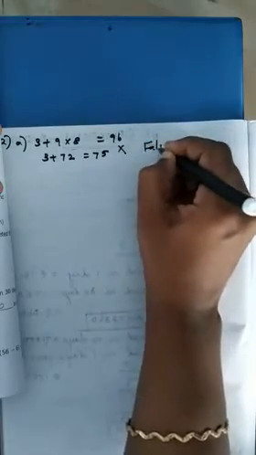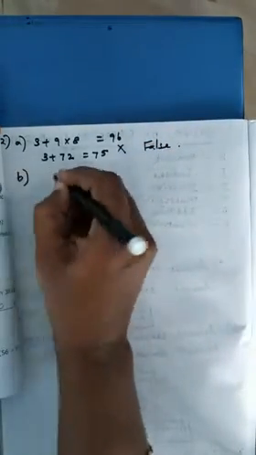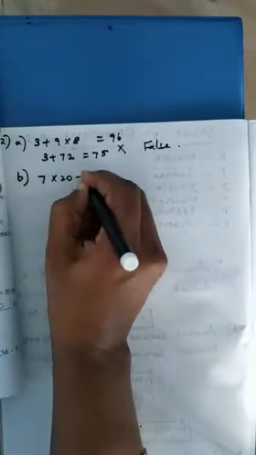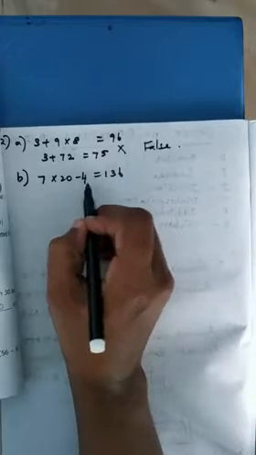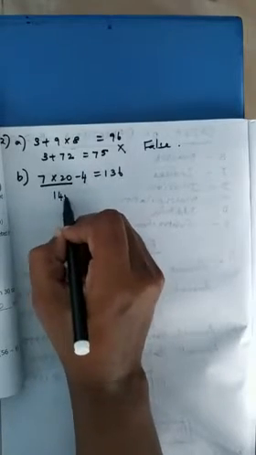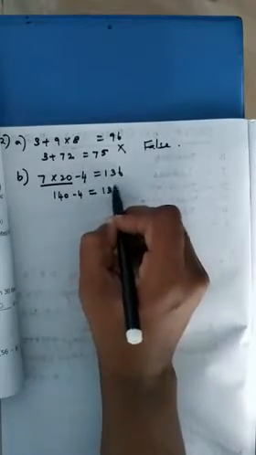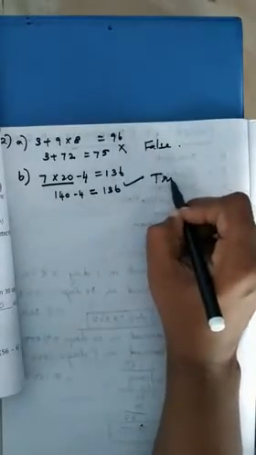So this becomes false. Coming to the B question, 7 into 20 minus 4 equal to 136. Remember, minus is the last operation which we have to do. So this is 140 minus 4, which is equal to 136. Yes. So this becomes true.